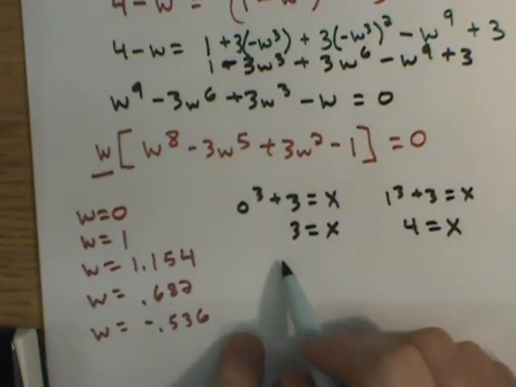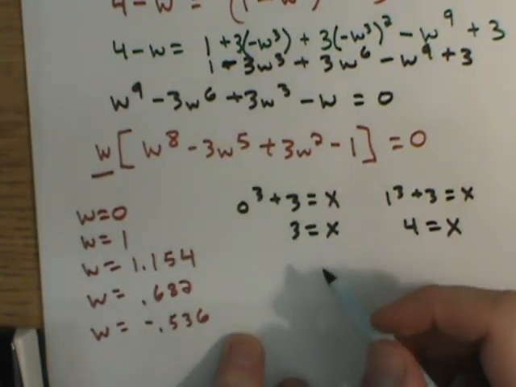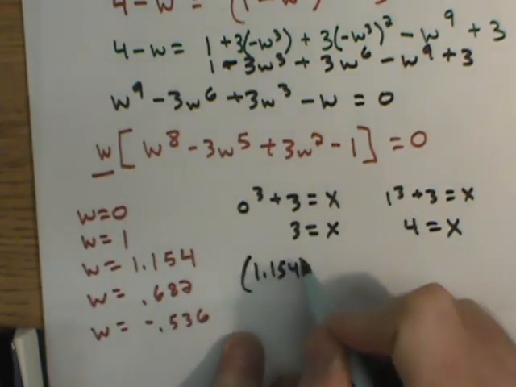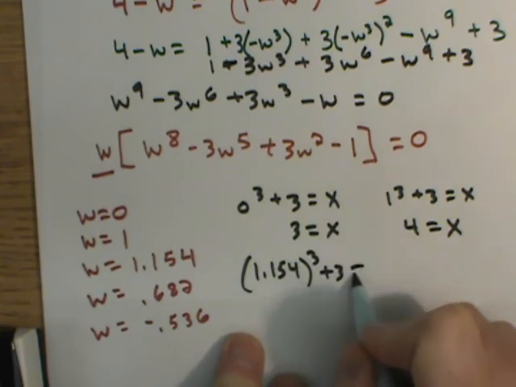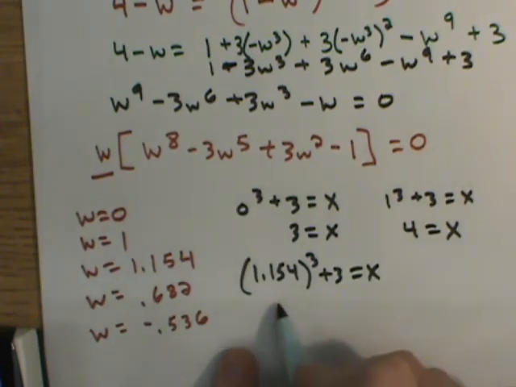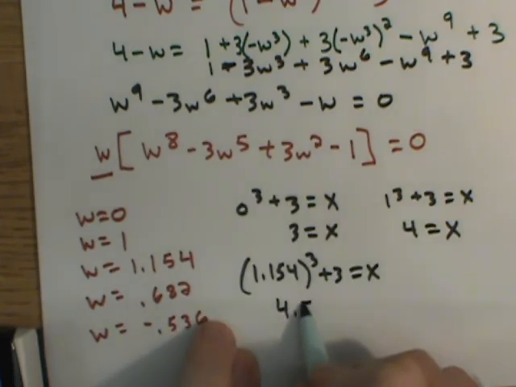And then I'll have to use the calculator to get these last 3, but at this point I think you'd understand what you need to do. You're going to go 1.154, cube it, add 3, and get your x. I might as well do it. I've gone this far. So I'm going to go 1.154 raised to the 3rd plus 3. And I get 4.537. We're going to just go to the 3rd decimal, round appropriately.